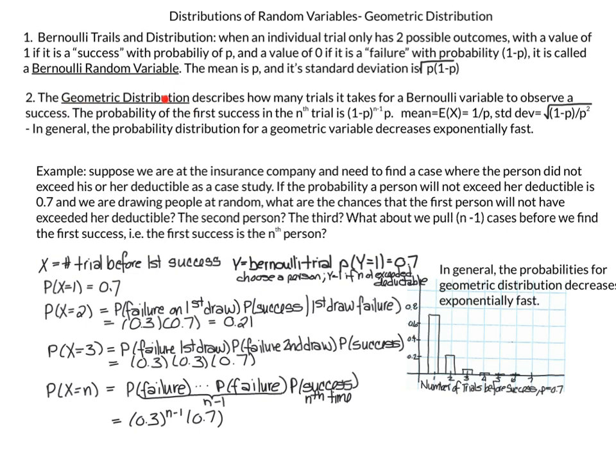The next topic was geometric distribution, which describes how many trials it takes for a Bernoulli variable to observe a success. So we have this random variable here, and we have another random variable based on the Bernoulli variable. So this is how many trials it takes for the Bernoulli variable to observe a success. The probability of the first success in the nth trial then is n minus 1 failures, that's 1 minus p raised to the n minus 1, times p, that's our success. The mean or expected value is 1 over p, and the standard deviation is the square root of 1 minus p over p squared. In general, the probability distribution for a geometric variable decreases exponentially fast, as in this graph here.